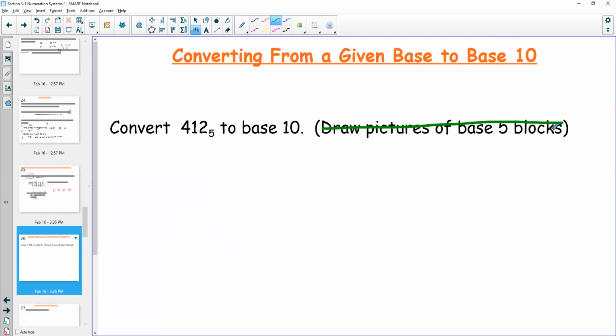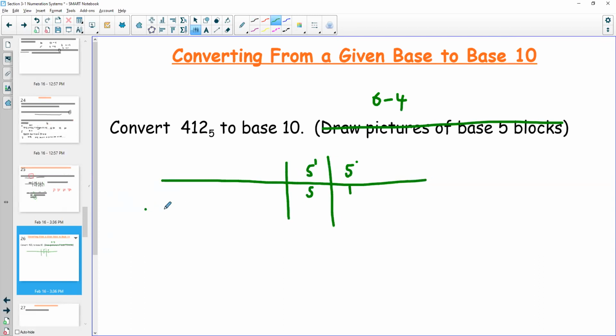We don't worry about the pictures of base 5 blocks. I think that just makes it harder. But let's start. We're in base 5, so we have 0 through 4. Let's make our chart. 5 to the 0 is the same as 1. I do mine in layers. 5 to the first is the same as 5. It would help if I just actually drew all the lines first. 5 to the second is 25. Okay, so that's our place values. And I just have 3 places here, so that's all I need.